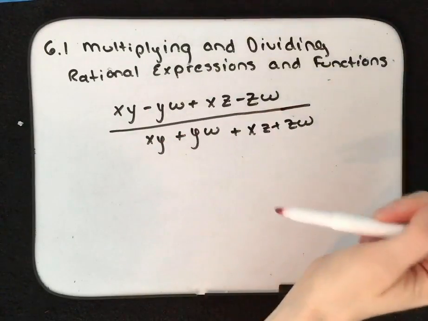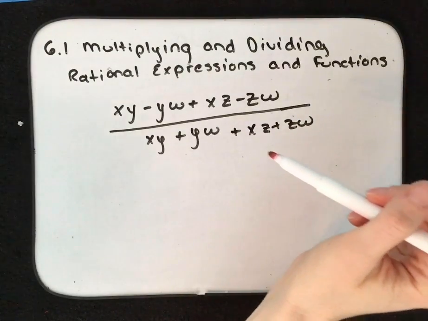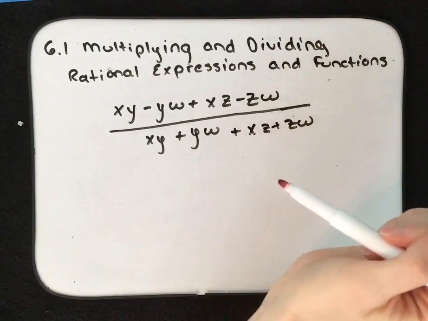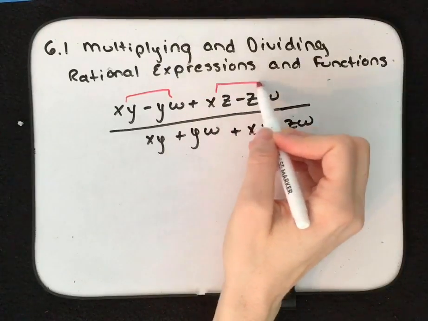So instead, let's factor the numerator, let's factor the denominator, so we can get things that we can pull out, and then we'll be able to factor. And then we'll be able to cancel. So let's do our factor by grouping. On the top, I'm going to group these two and these two.